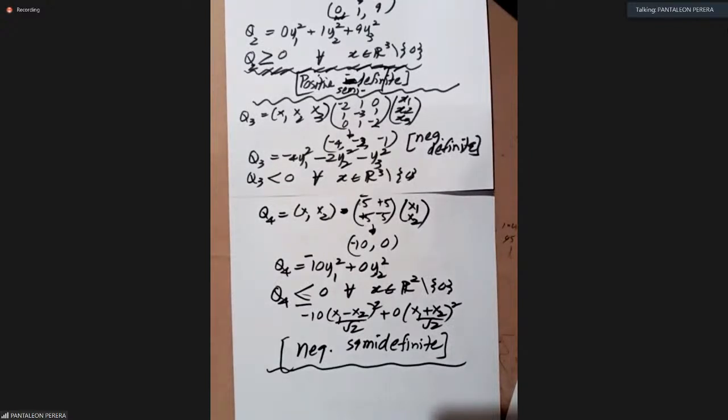If the eigenvalues are 5, 3, 0, positive semi-definite, right? If the eigenvalues are -2, -1, 0, negative semi-definite, good. Now the last one.